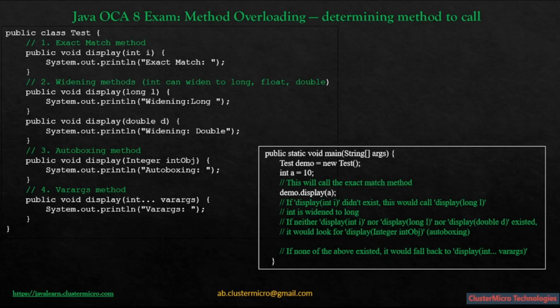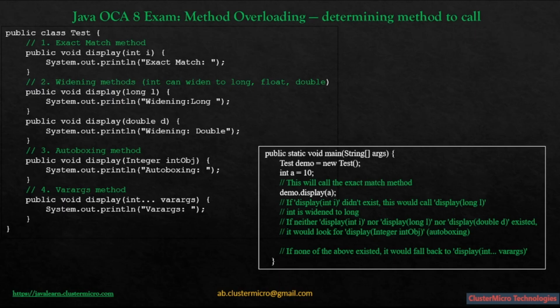And step 3 is autoboxing, if no widening match exists. If none of the primitive versions existed, Java would try autoboxing, wrapping the int primitive into an Integer object, and look for display(Integer intObj). So the output would be autoboxing. Autoboxing comes after widening in priority, and Java prefers to keep things as primitives as long as possible. And then step 4 is Varargs, absolutely the last resort.